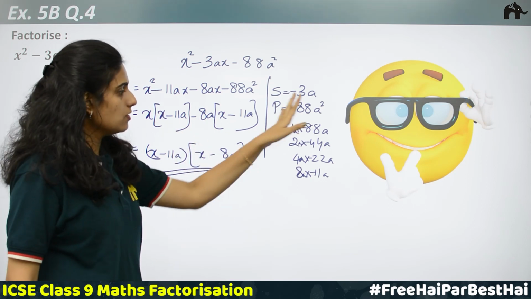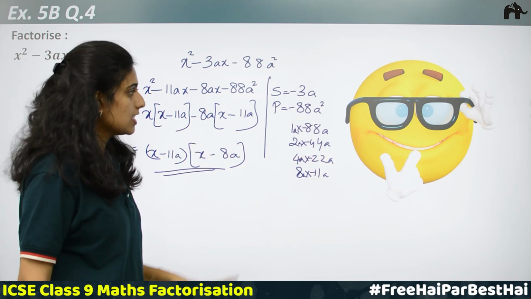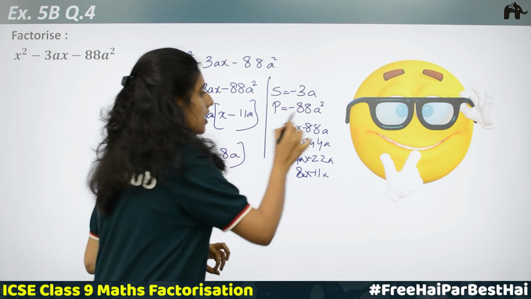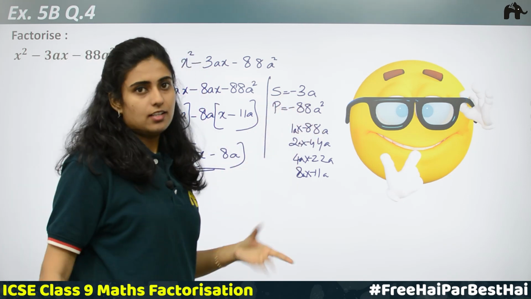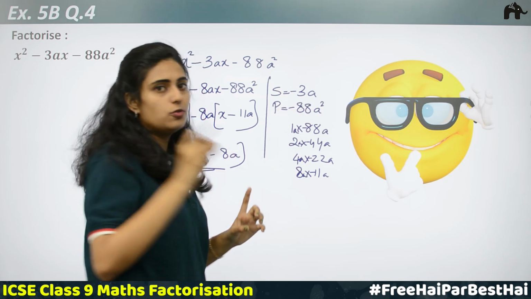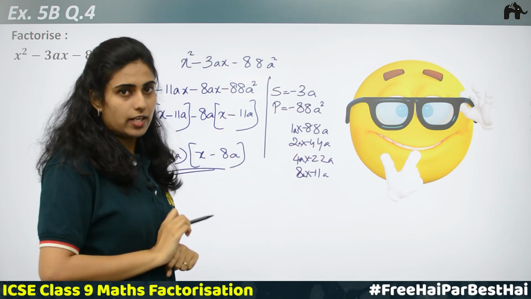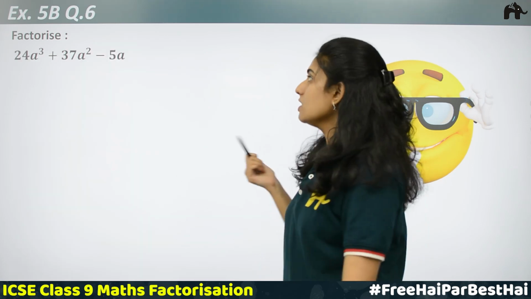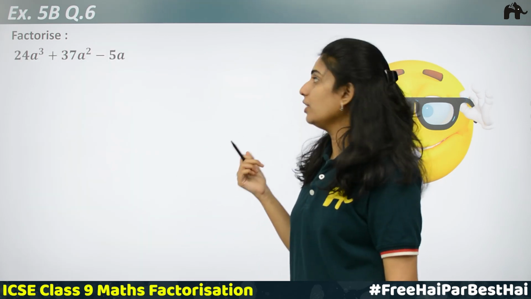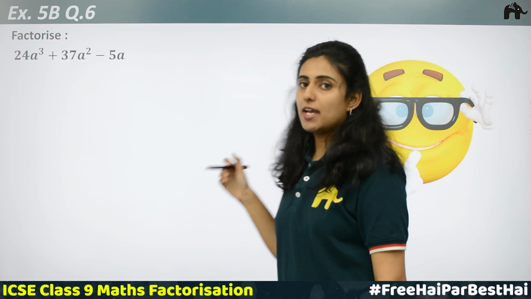So in this case, first with numbers, you will find what the numbers are. Then when you have the product a square and the sum a, there is no issue, because when you take the product of two numbers, if you have a and a, you will always get a square. Next, question 6 of exercise 5b, factorize 24a cube plus 37a square minus 5a.